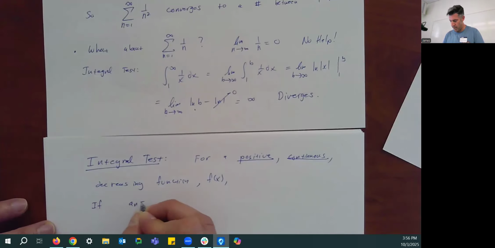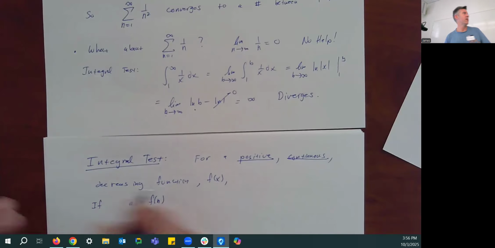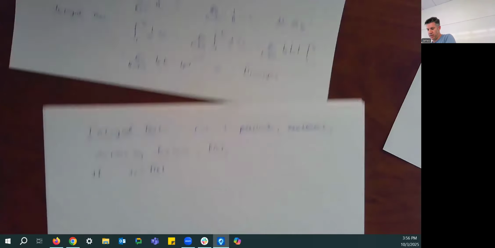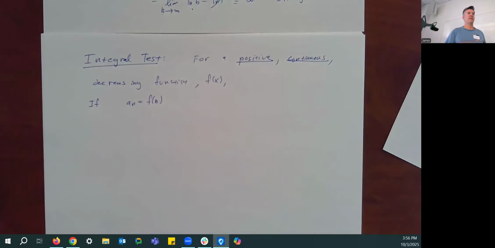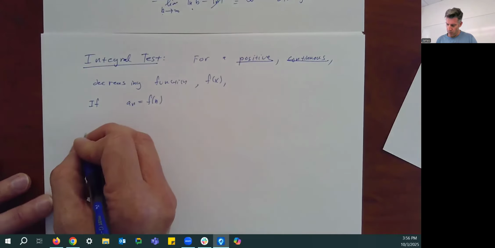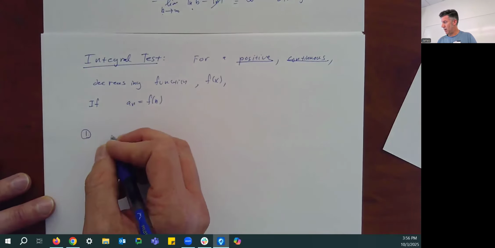a sub n equals f of n, meaning the sequence and the function are the same thing, right? My sequence was 1 over n, my function was 1 over x. My sequence was 1 over n squared, my function was 1 over x squared. The only real difference between the sequence and the function is the sequence has a domain that is just integers, and the function has a domain that's usually all positive real numbers, or something like that. So if that's the case, then we say the following. One, I'm going to say it this way.